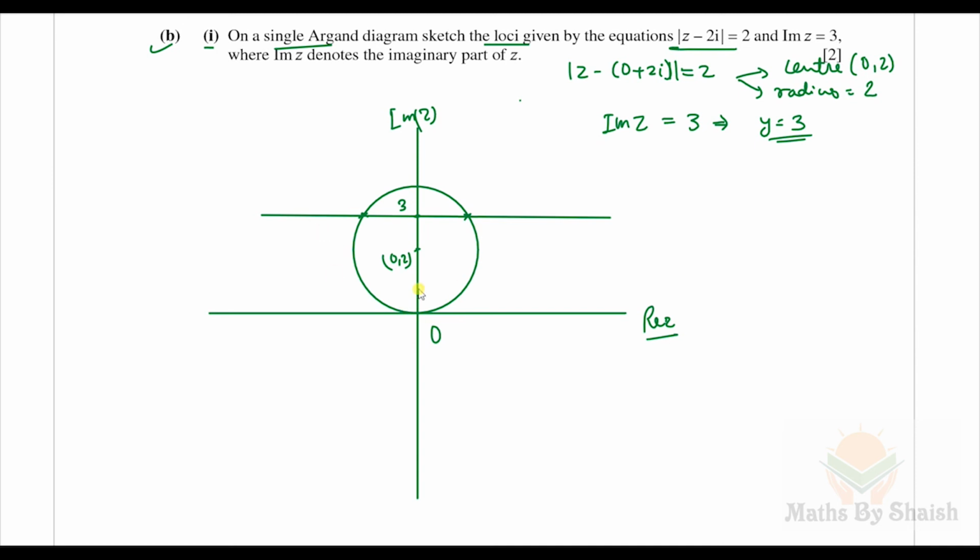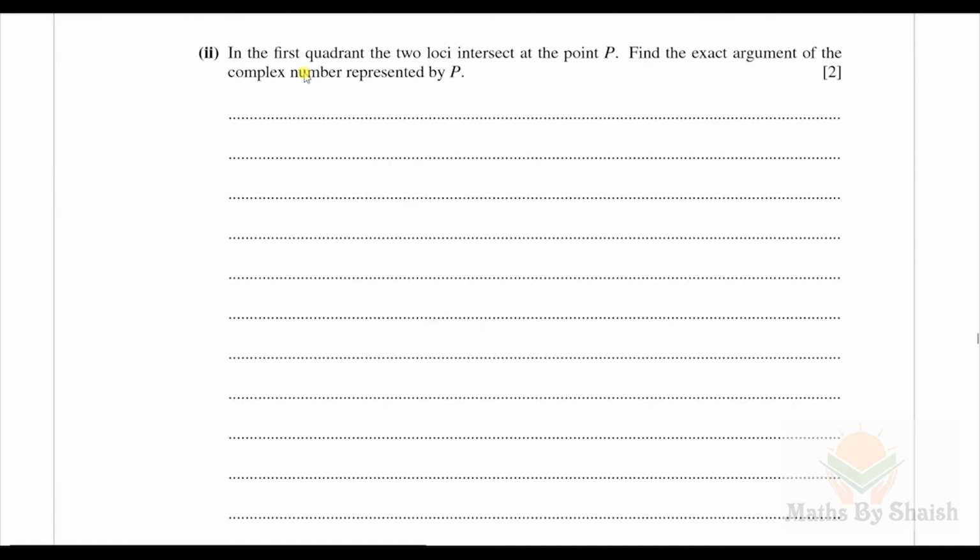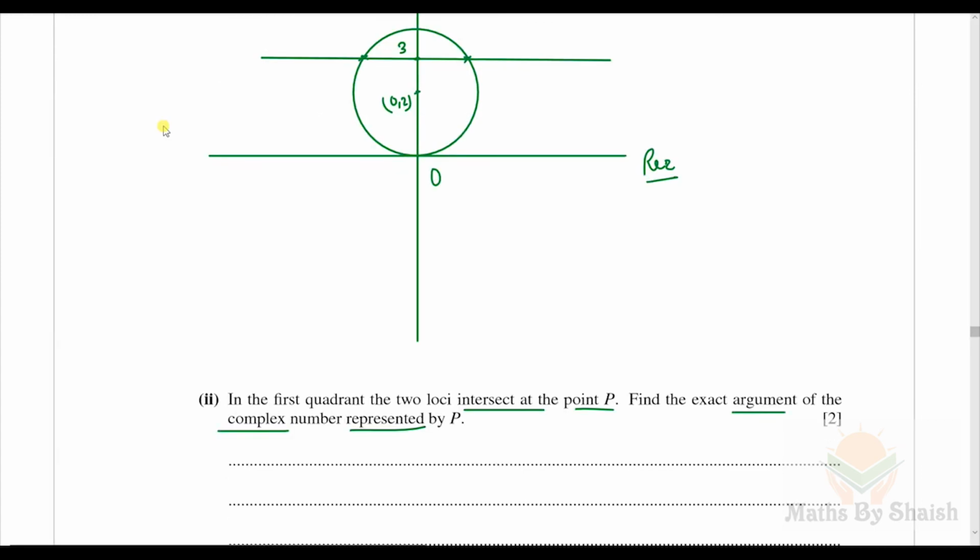Now let's do the next part. In the first quadrant, the two loci intersect at the point P. Find the exact argument of the complex number represented by P. So let's get back to the diagram once more. In the first quadrant it intersected at this point, so it is P, and the y coordinate we know is going to be 3. We need to find this angle, and for that we need to find the coordinates of this point first of all.